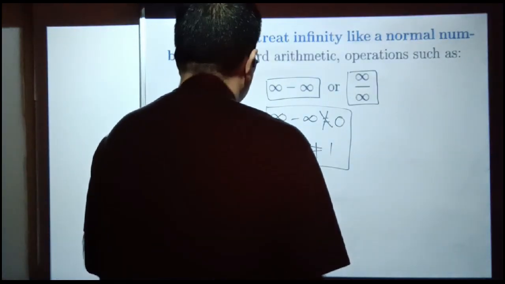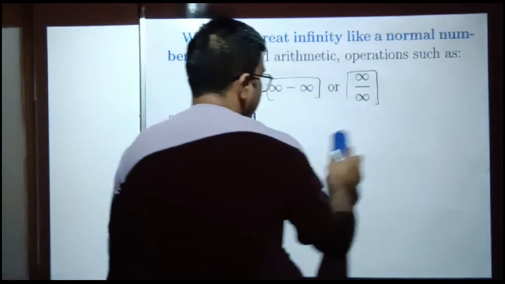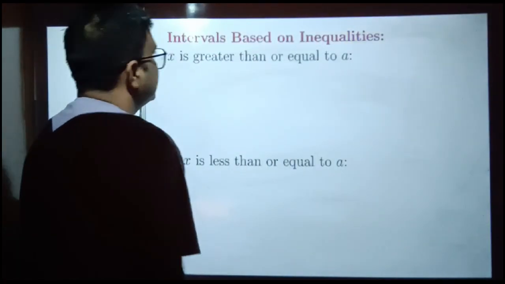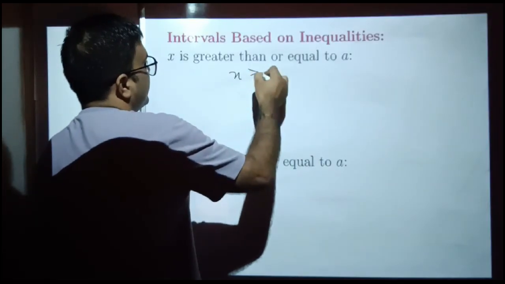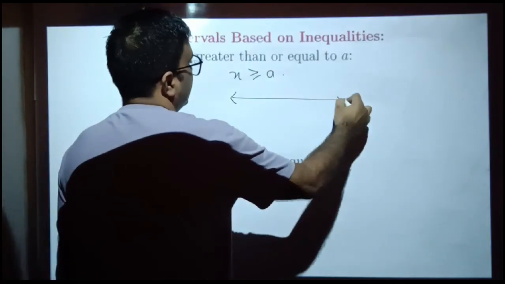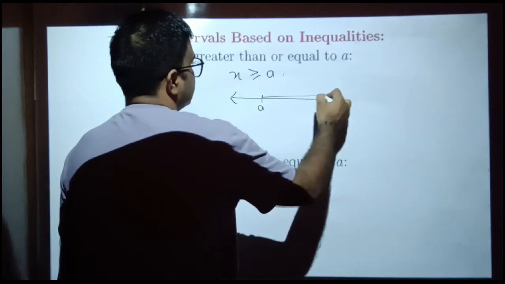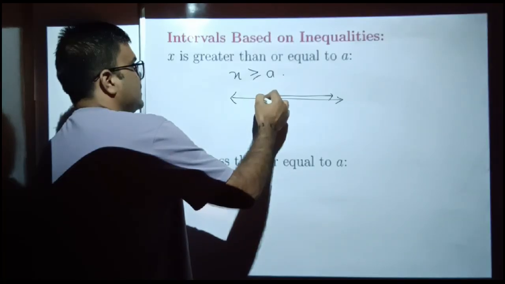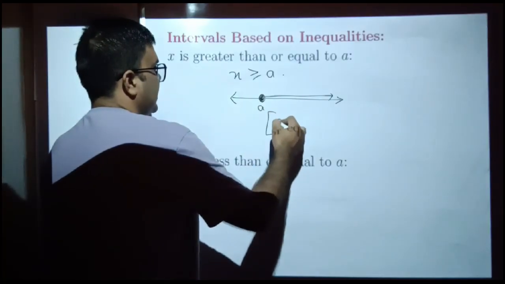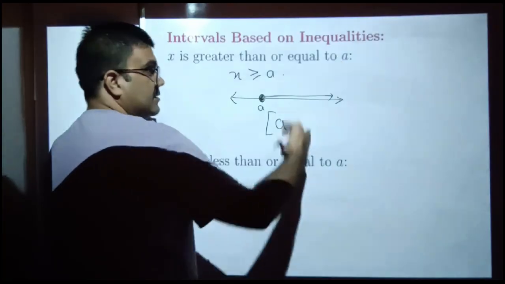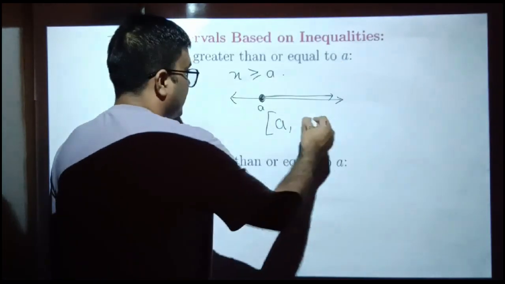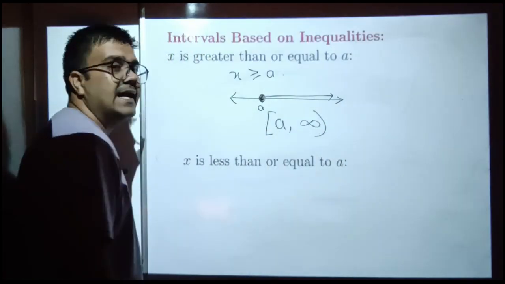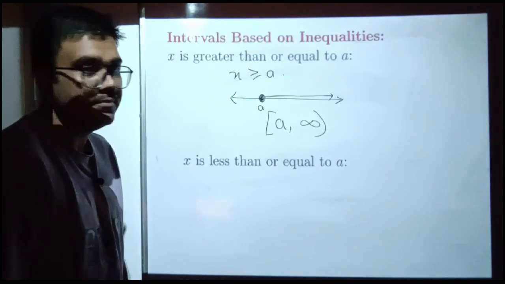So let us consider some intervals that are infinite. First we are talking about x is greater than or equal to a. We have some point a over here, and we are saying x is greater than or equal to a. We are talking about all the numbers greater than or equal to a. We will write it like this: a. This interval is infinite, unbounded. How will we represent it? It is going up to infinity. At infinity we will always use the round brackets.